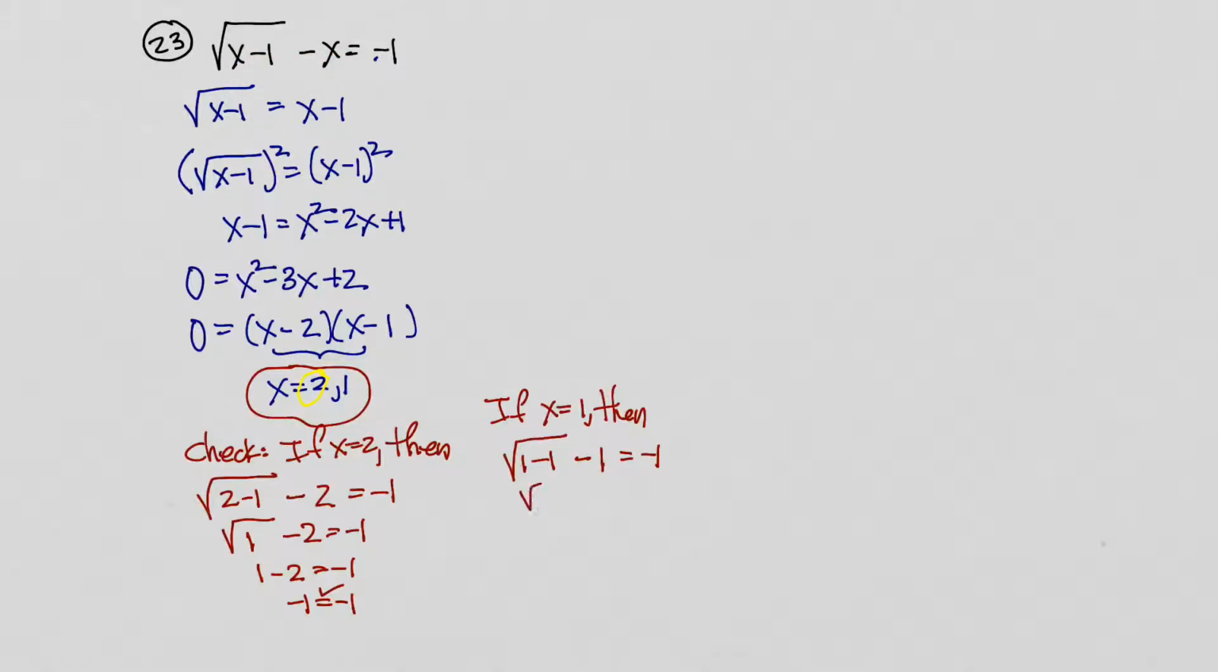So this gives us the square root of 0 minus 1 equals negative 1. Square root of 0 is 0 minus 1 equals negative 1. 0 minus 1, negative 1 equals negative 1. Looks like that one works too. All right, so both of these work. So now let's just conclude that our solutions to this equation are x equals 2 and 1. Both of those work.